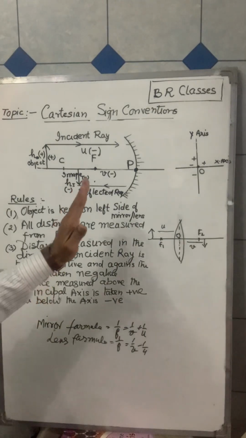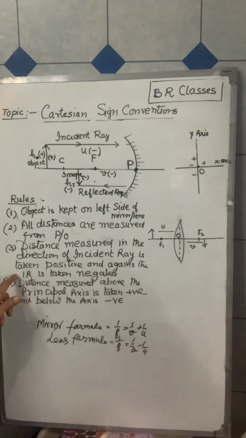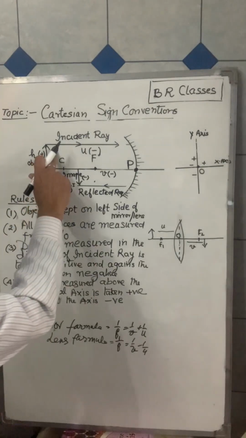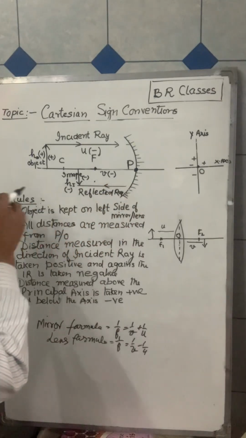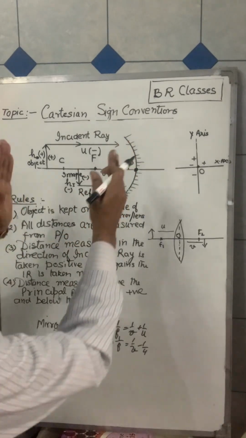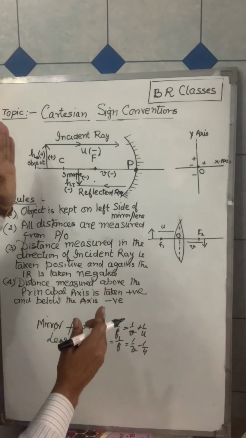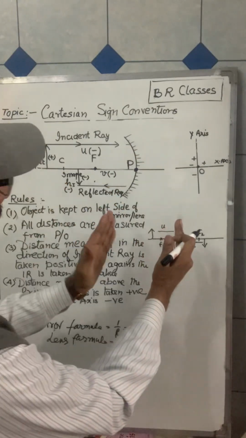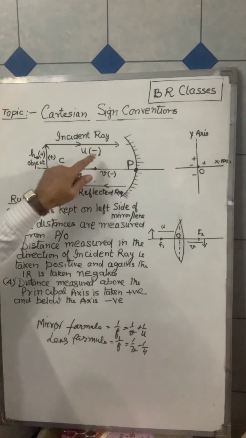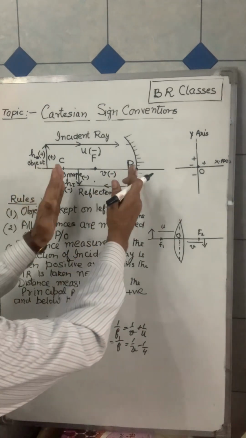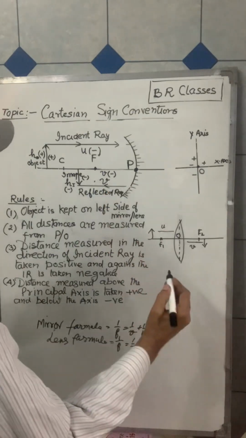Third, distance measured along the direction of the incident ray is taken as positive, and against it as negative. Here, this is the object. These are the directions of incident rays, and this is the direction of reflected rays. The distance between the object and the pole, or optical center, is always symbolized as U, and the distance between the pole and the image is always symbolized as V.